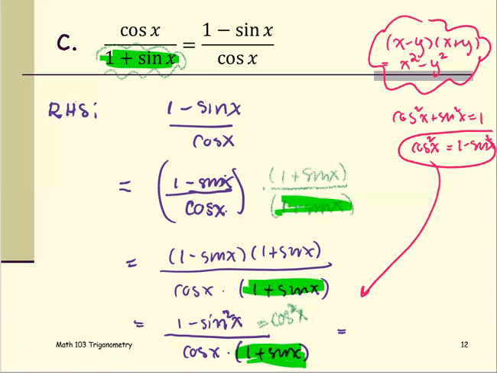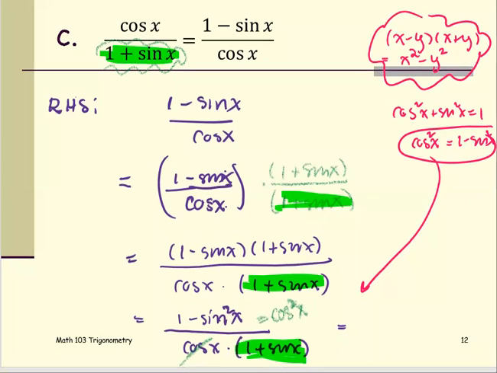Since the top is cosine squared, we can reduce with the bottom term and leave one factor of cosine x at the top. So we have cosine x left over divided by 1 plus sine x, which is the same as the expression on the left-hand side, and we are done.